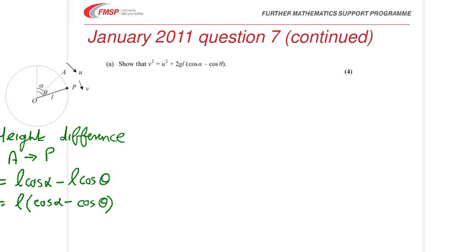So let's do the first part first of all. We've got to show this expression that links the velocities at those two points A and P. And it's an energy problem. There's conservation of mechanical energy because the tension in the rod does no work, because it's at right angles to the direction of motion at all times. So kinetic energy plus gravitational potential energy is constant. And I've worked out the height difference between A and P here, so that will give me the difference in gravitational potential energy between A and P.